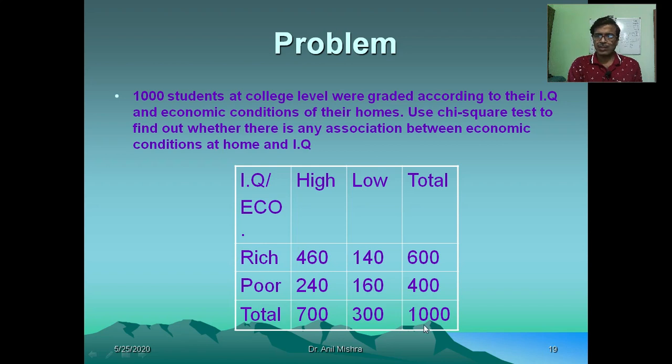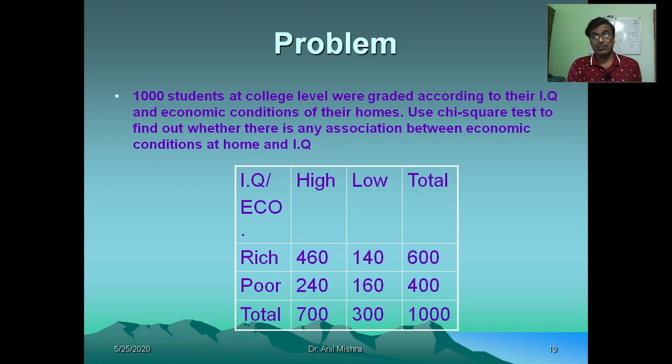So all total 1000. There are 460 rich students having high IQ level, and 140 rich students having low IQ level. That means all total there are 600 rich people, but out of 600, 460 are high IQ level and 140 are low IQ level. In the same manner, the data for the poor is given to you. Now the question that arises is whether there is any association between the IQ level and the economic background of the home. That we have to take into account.